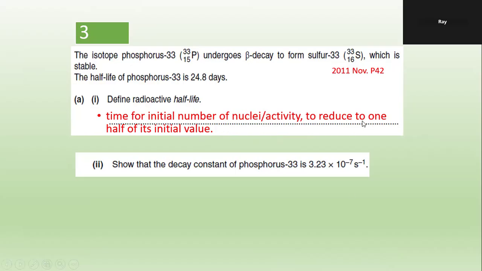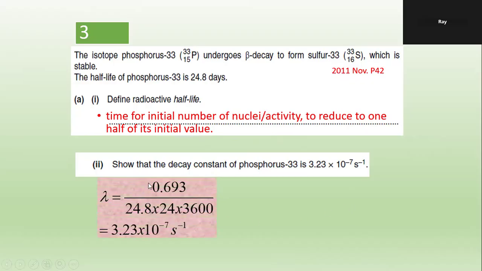Show the decay constant. So you should be able to show that using the formula given: 0.693 divided by T half, 24.8 days. Change to 24 hours. 1 day is 24 hours. 1 hour is 3,600 seconds. Okay.